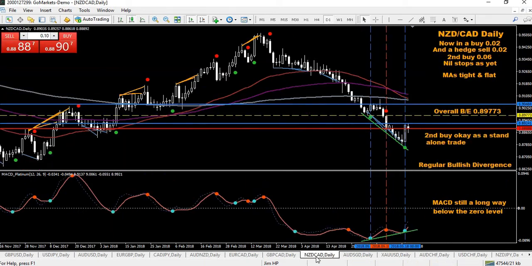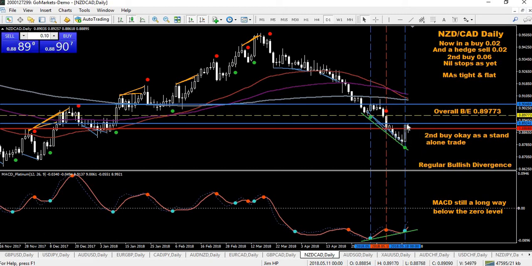So here we go. New Zealand, Canada, again it's a buy, sell, buy. So I took the buy, it went against me, so I took the hedge. Again the MAs are tightening up. It's come down, nice. There's a divergence, there's a divergence. So eventually this divergence will work, but if you were just taking individual trades with a stop, you'd take that buy, you would have lost.